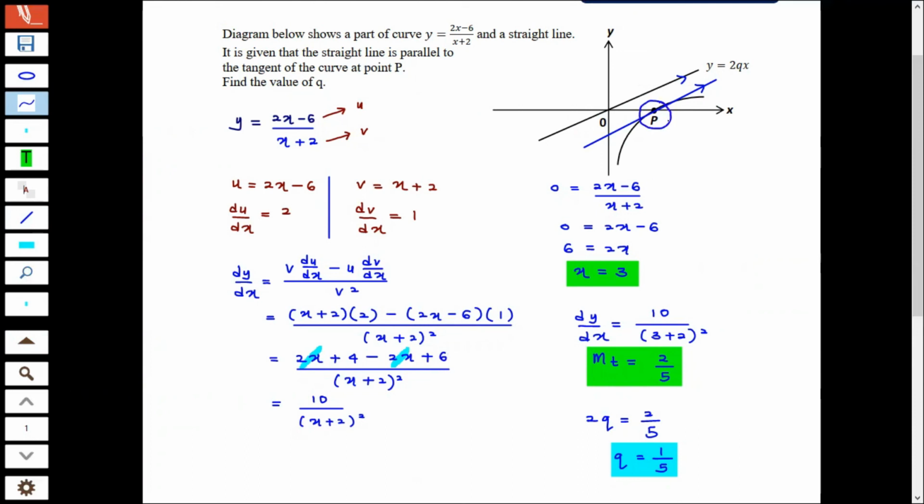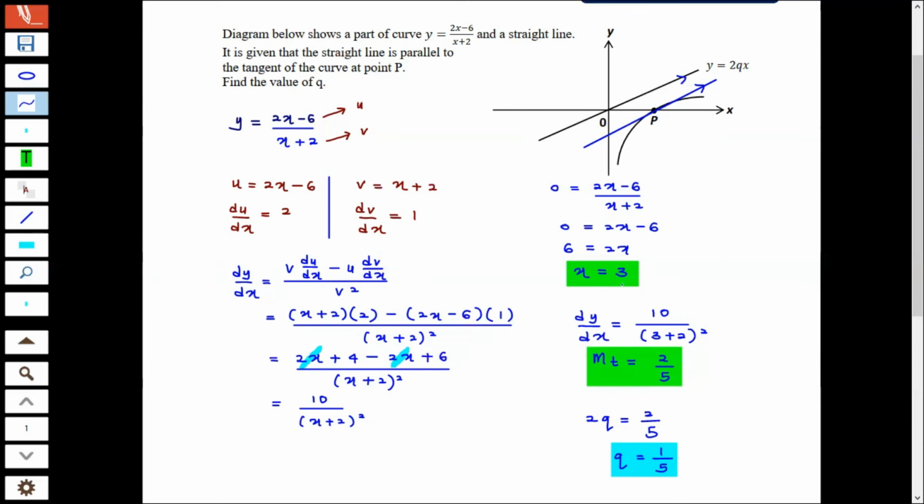So always remember this is an x-intercept, so y is going to be 0. The coordinate is (x, 0), right? I put the 0 inside this equation, and I calculate until I get the value of x. So I get x is 3.